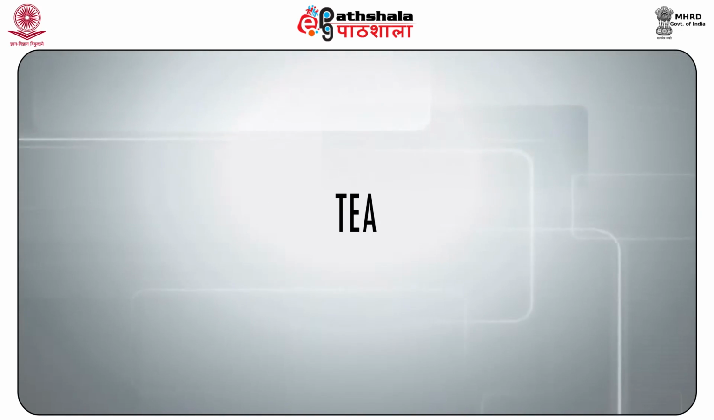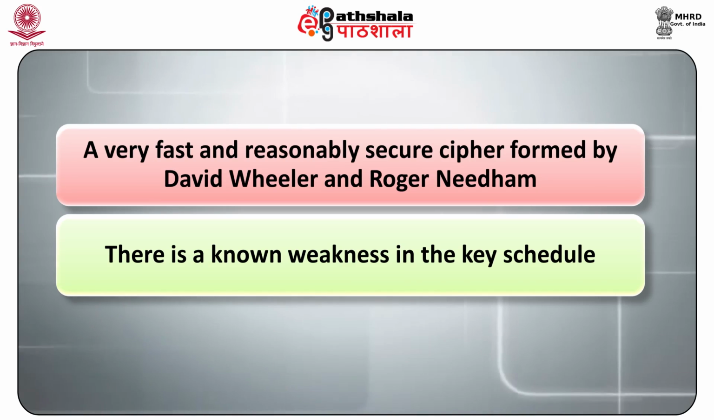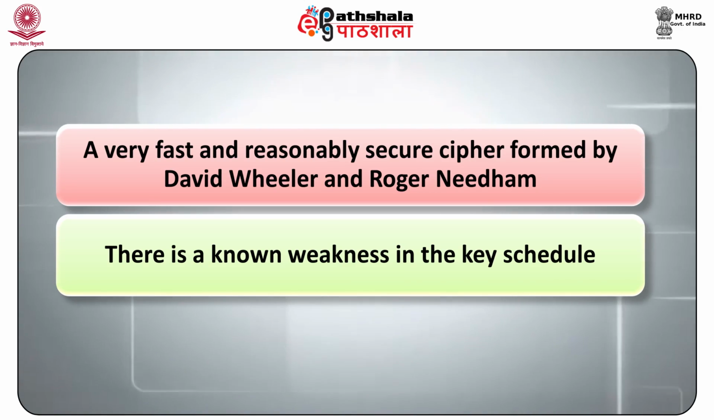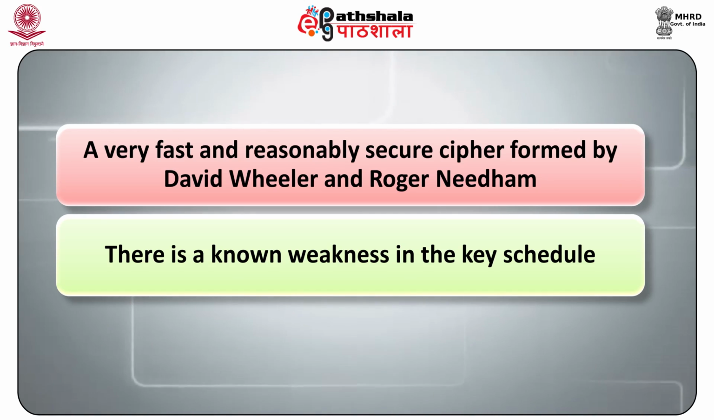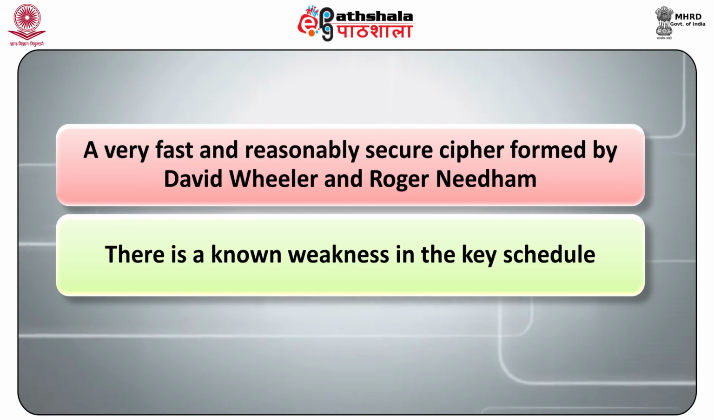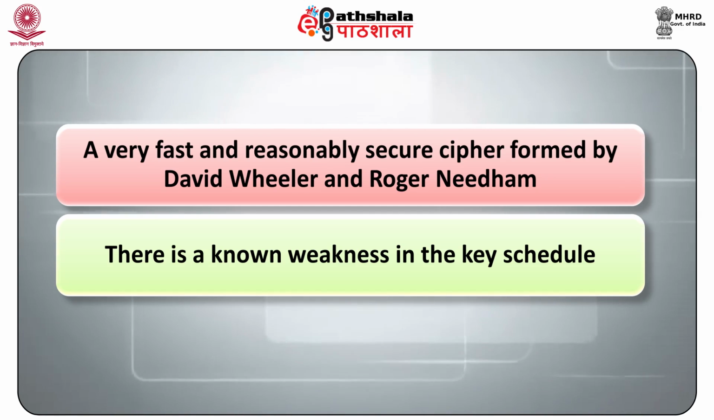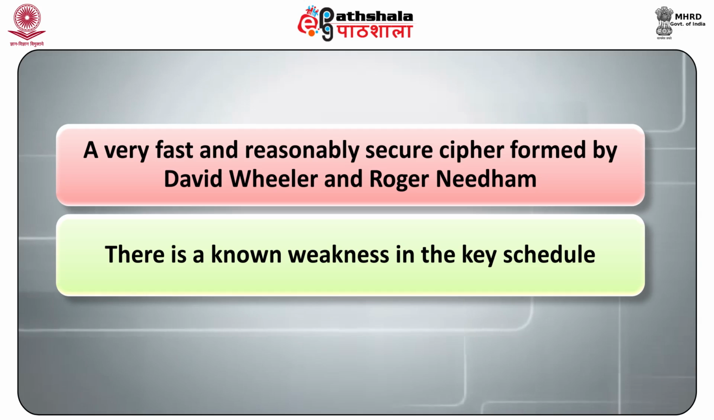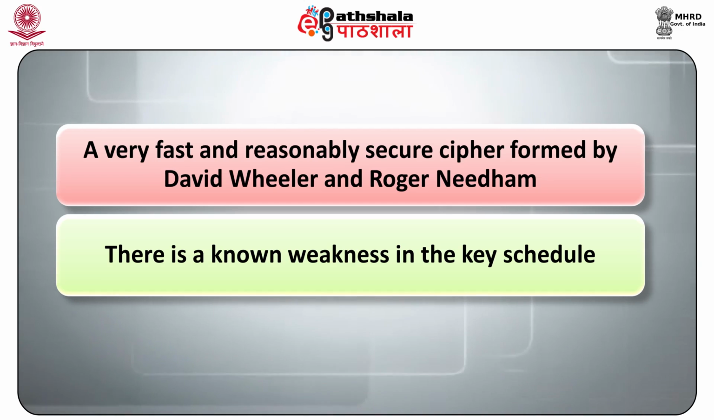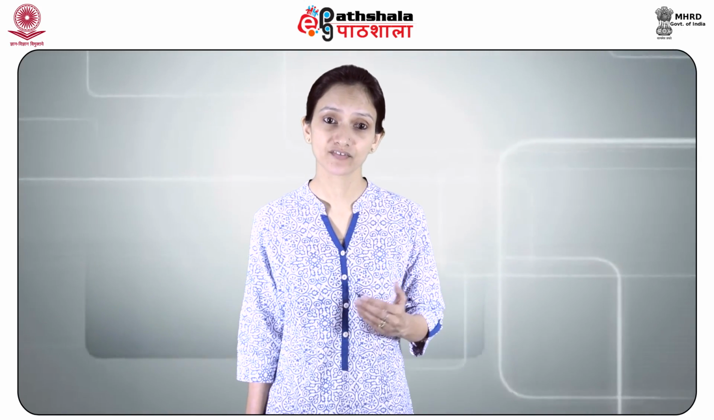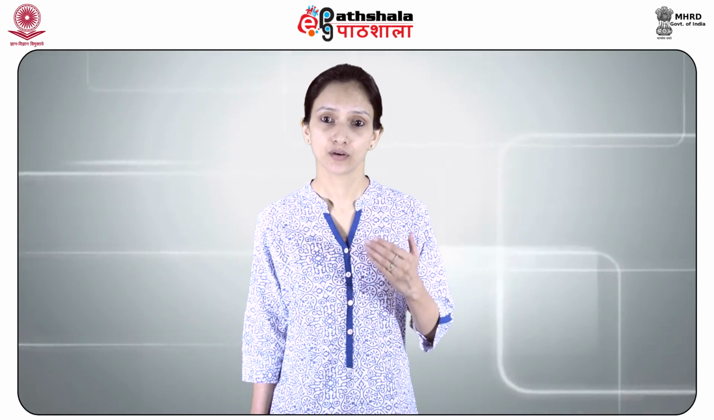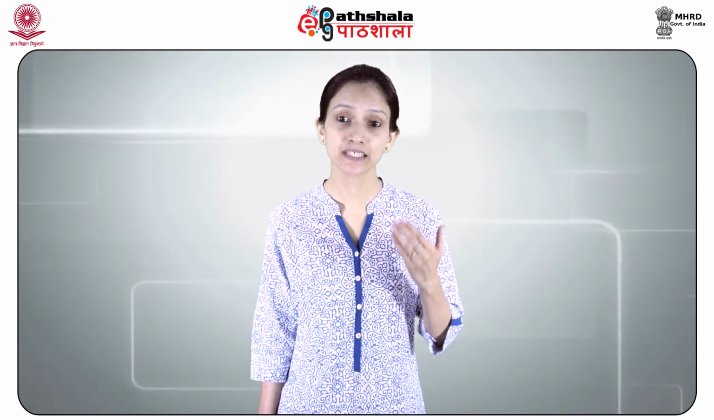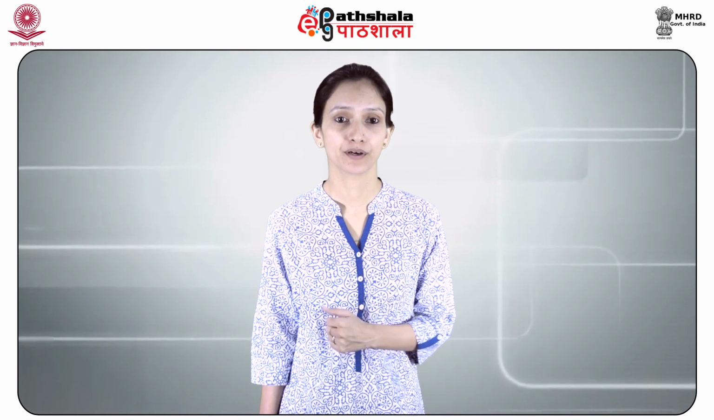Next is TEA, the Tiny Encryption Algorithm. It is a very fast and reasonably secure cipher created by David Wheeler and Roger Needham of the Cambridge Computer Laboratory. There is a known weakness in the key schedule, so it is not recommended if greater security is required. TEA is given in 16 and 32 round versions. The more rounds or iterations, the safer but slower it is.